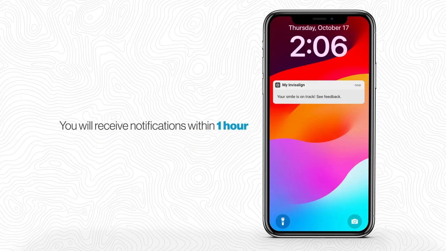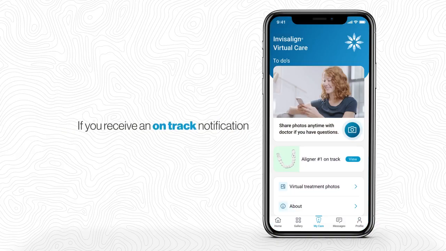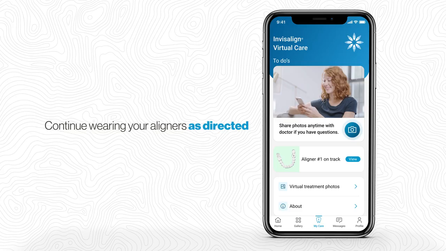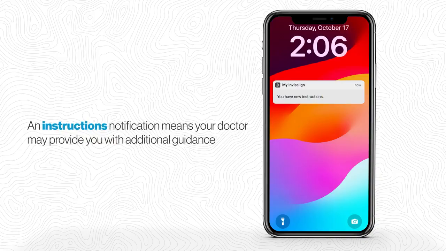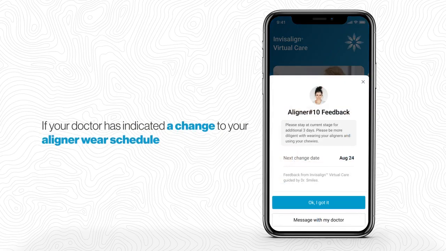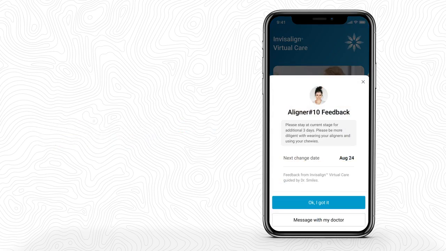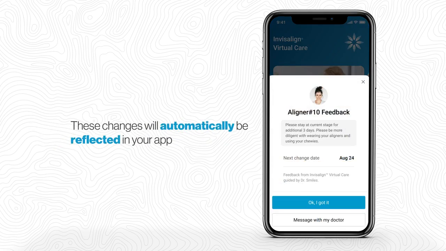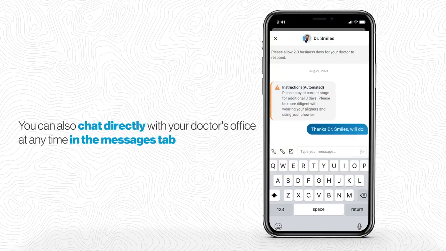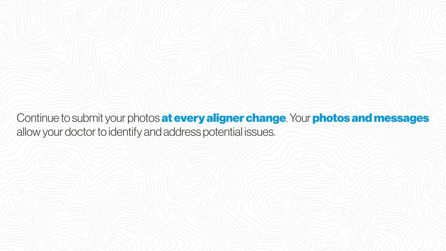You will receive notifications within 1 hour. If you receive an on-track notification, your new smile is progressing according to your custom treatment plan. Continue wearing your aligners as directed. An instructions notification means your doctor may provide you with additional guidance, such as wearing your aligners for an additional 3 days. If your doctor has indicated a change to your aligner wear schedule, these changes will automatically be reflected in your app. You can also chat directly with your doctor's office about your treatment at any time in the Messages tab. Continue to submit your photos at every aligner change. Your photos and messages allow your doctor to identify and address potential issues.